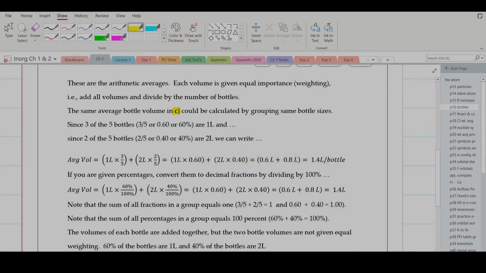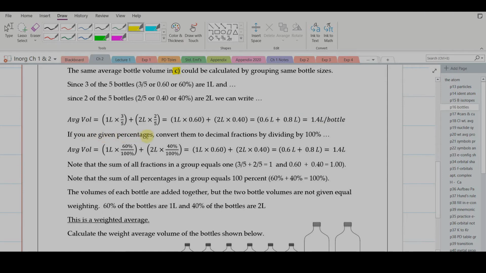Same value. If we're given percentages instead of decimals, we can convert them to decimal fractions by dividing by 100. So here, let's say the average volume is 1 liter, and we'll say 60% of the bottles are 1 liter and 40% are 2 liters. Simply divide those by 100, and we write 1 liter times 0.6 plus 2 liters times 0.4 is 0.6 liters plus 0.8 is 1.4 liters.